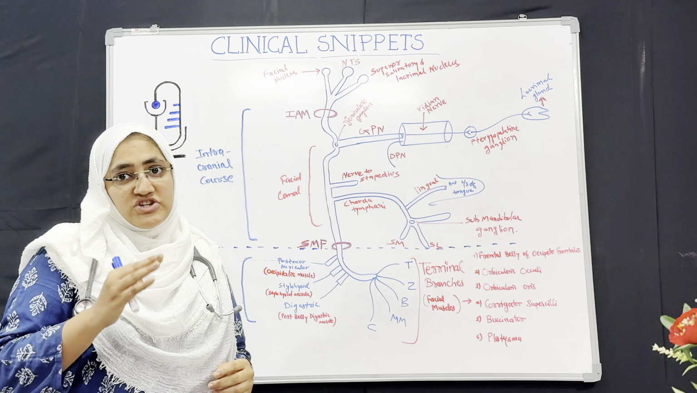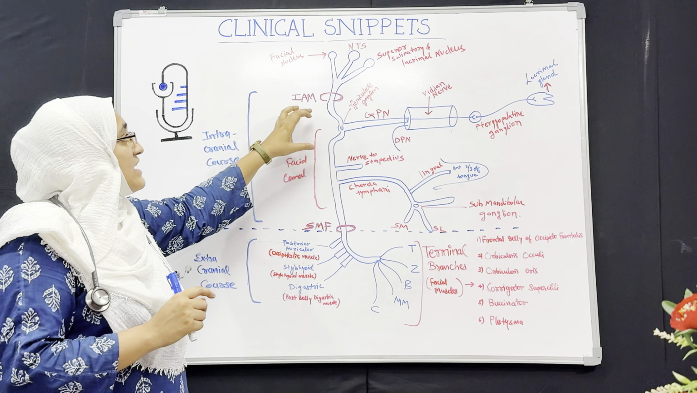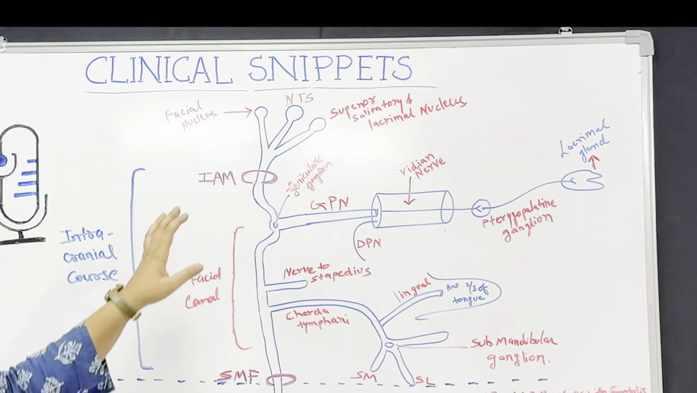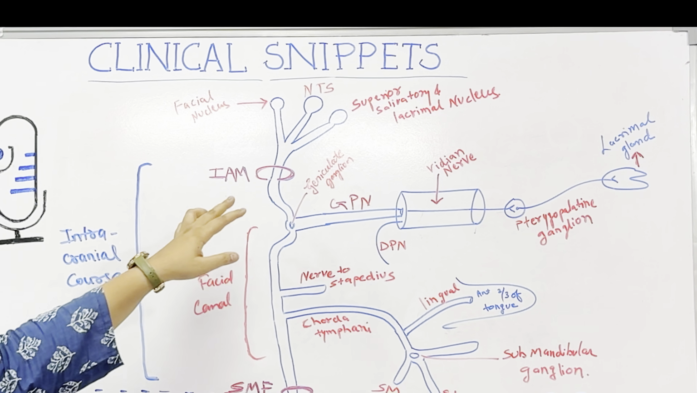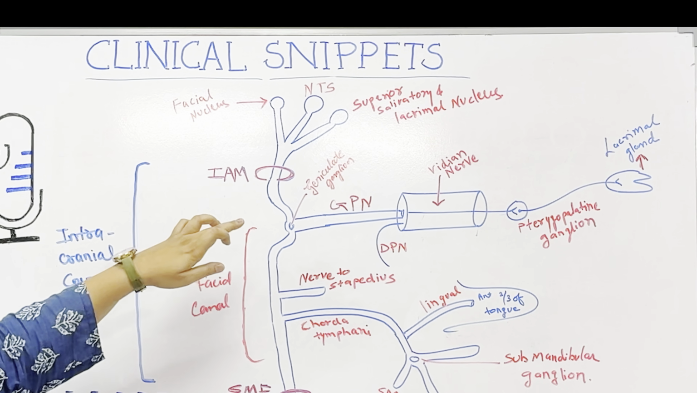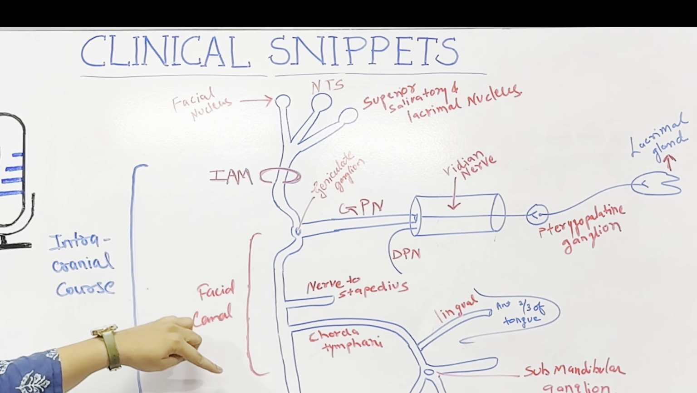The facial nerve originates from the pontomedullary junction. Here, it enters the petrous part of the temporal bone, that is the internal ear, through the internal acoustic meatus. Later it forms the geniculate ganglion and the two genu. Genu means bend. Here is the first bend and then the second bend. And then it travels to the facial canal.